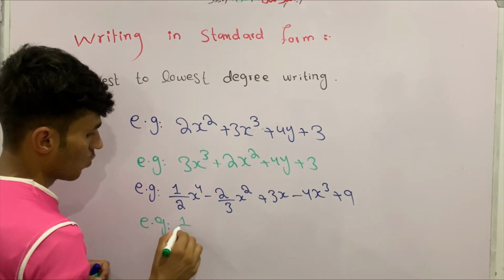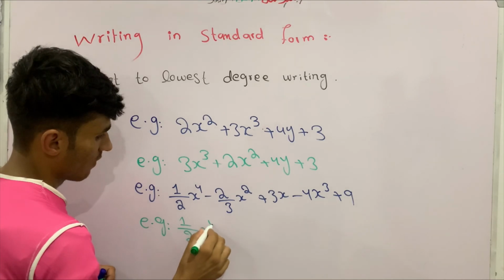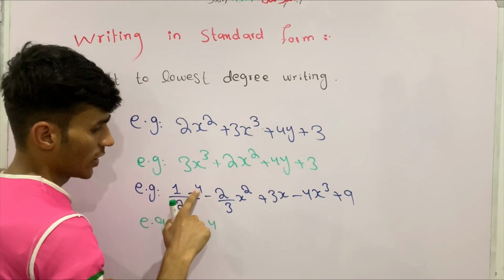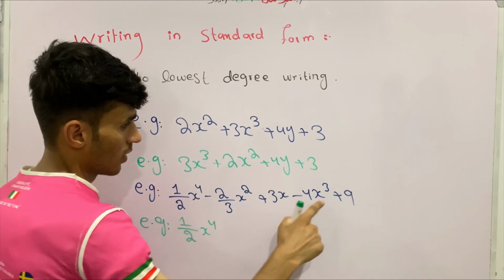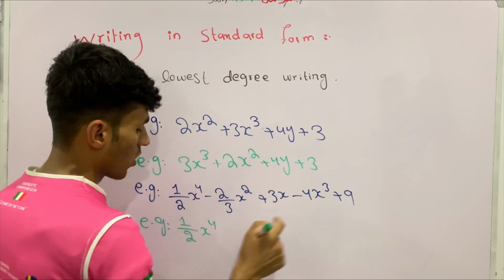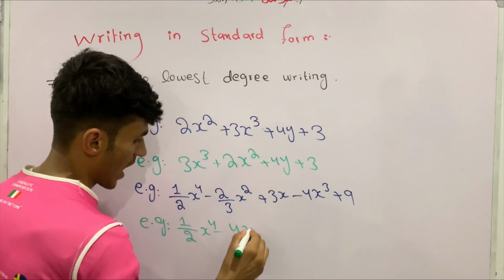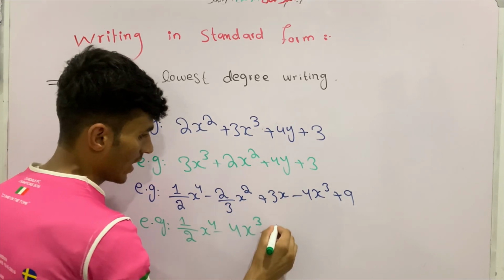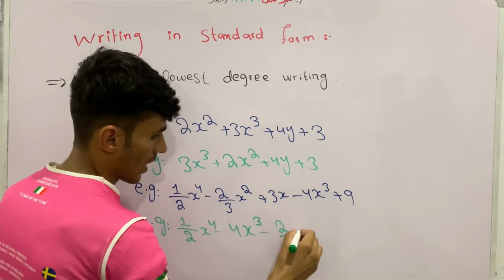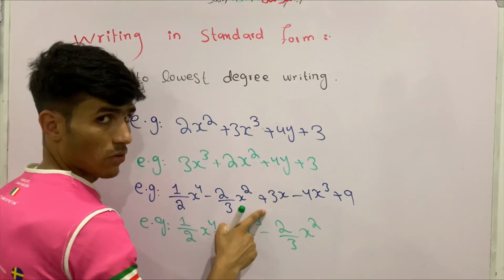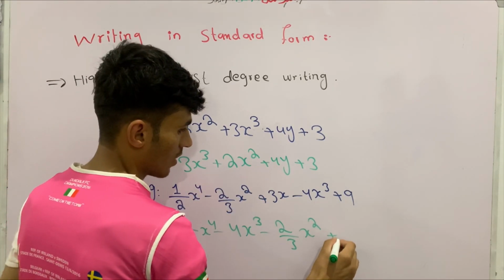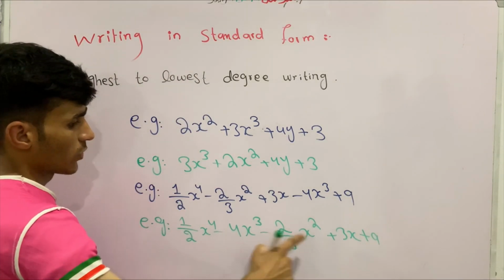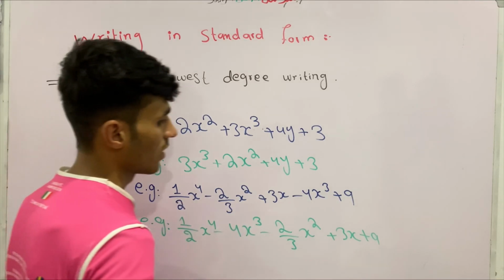So write 1/2 x to the 4th. Then what is the next term? Should be 3, okay? After 4, we're having a 3. That's the 3. Minus 4x cubed. The next term should be 2. This one. Minus 2/3 x squared. The next is going to be 1, which is this, plus 3x plus 9. This is going to be representing the standard form of this polynomial.